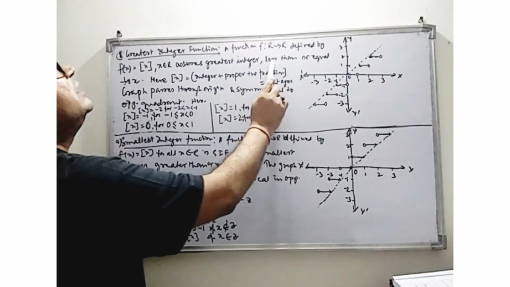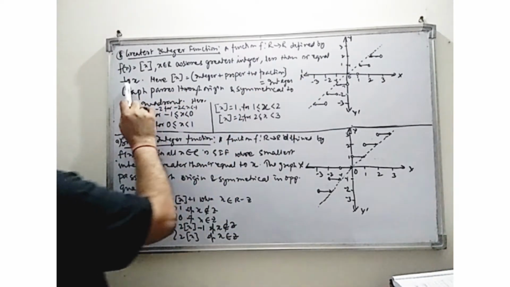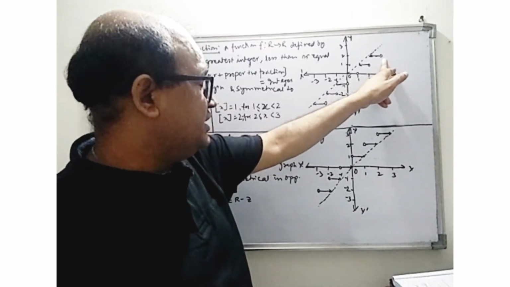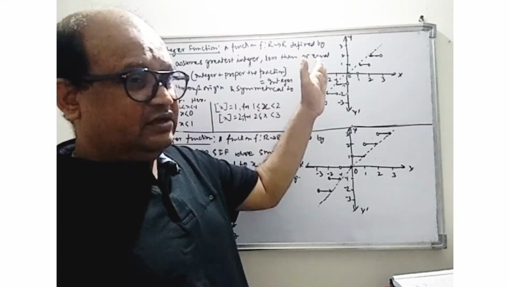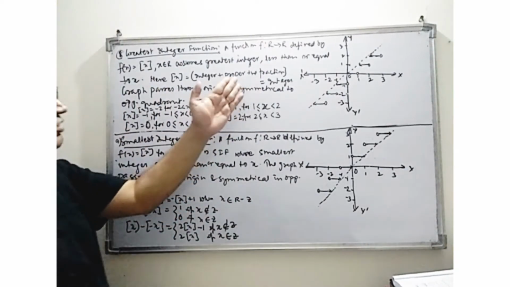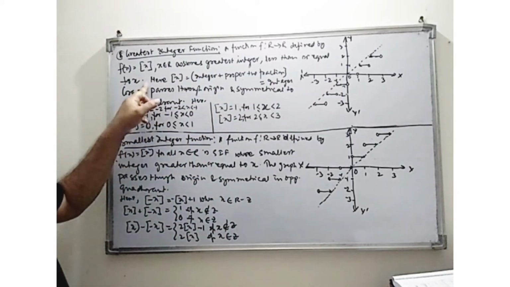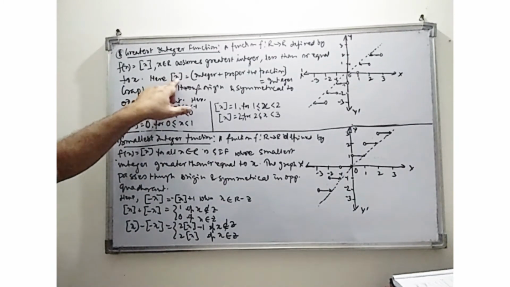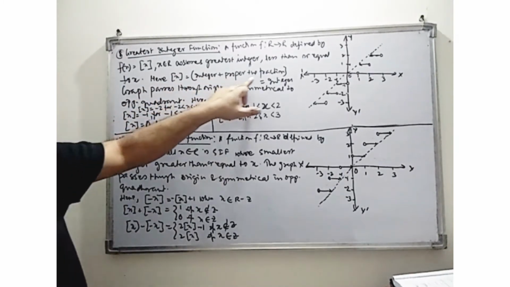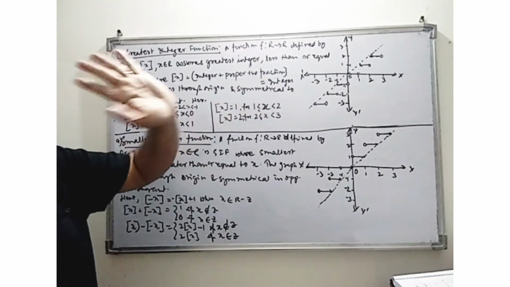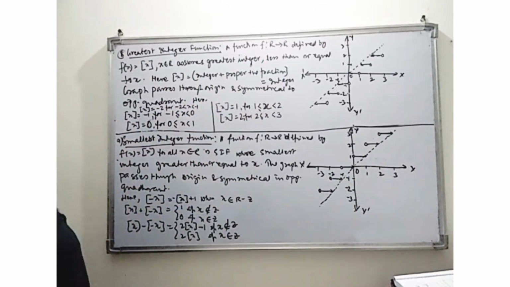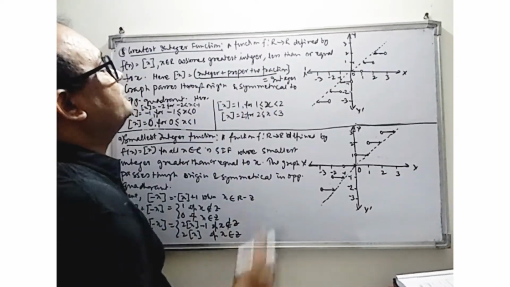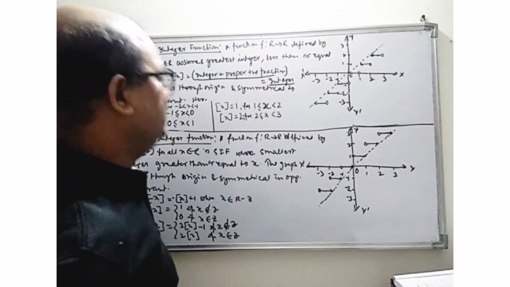Greatest how? It should be less than or equal to x. Suppose the value of x is 3, then it will be less than or equal to x. Here this x means an integer plus a proper positive fraction. If it is like this, if it is an integer plus a proper positive fraction, then you will take the integer only.